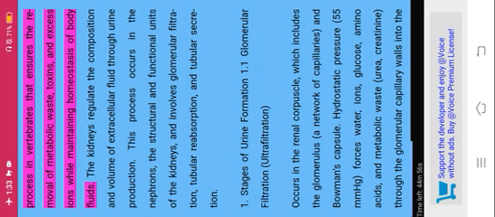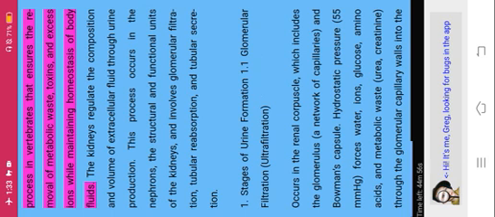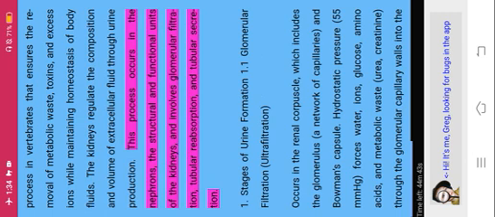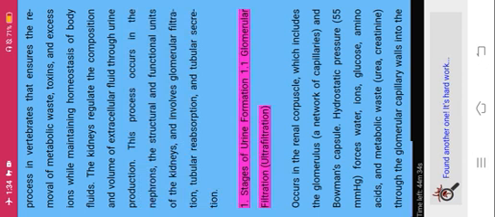Urine formation is a crucial physiological process in vertebrates that ensures the removal of metabolic waste, toxins, and excess ions while maintaining homeostasis of body fluids. The kidneys regulate the composition and volume of extracellular fluid through urine production. This process occurs in the nephrons, the structural and functional units of the kidneys, and involves glomerular filtration, tubular reabsorption, and tubular secretion. 1. Stages of urine formation.